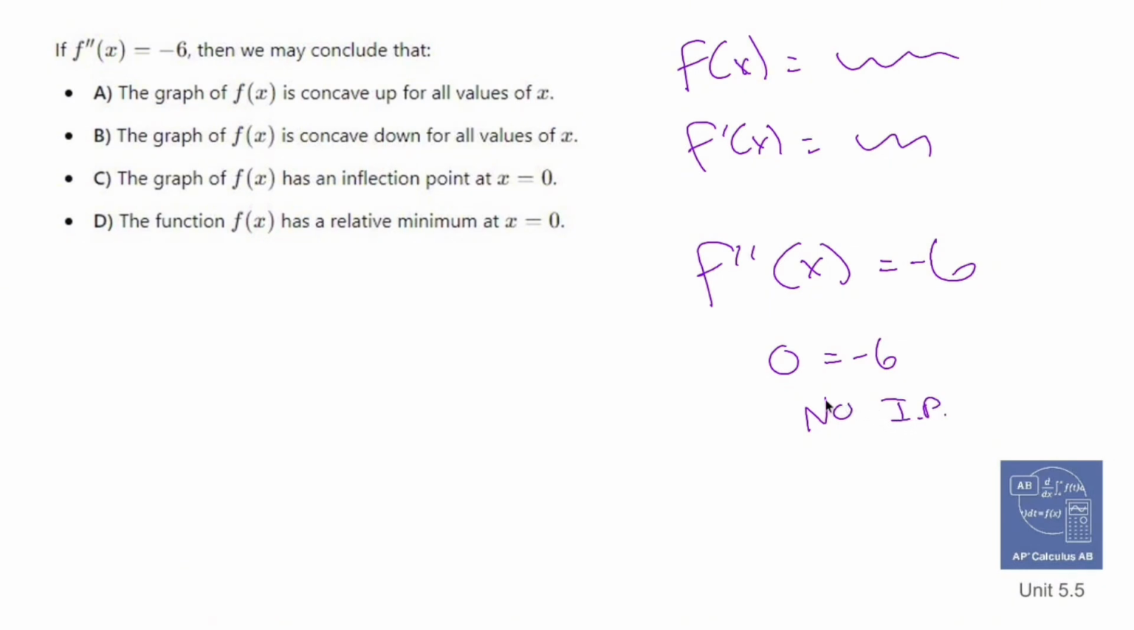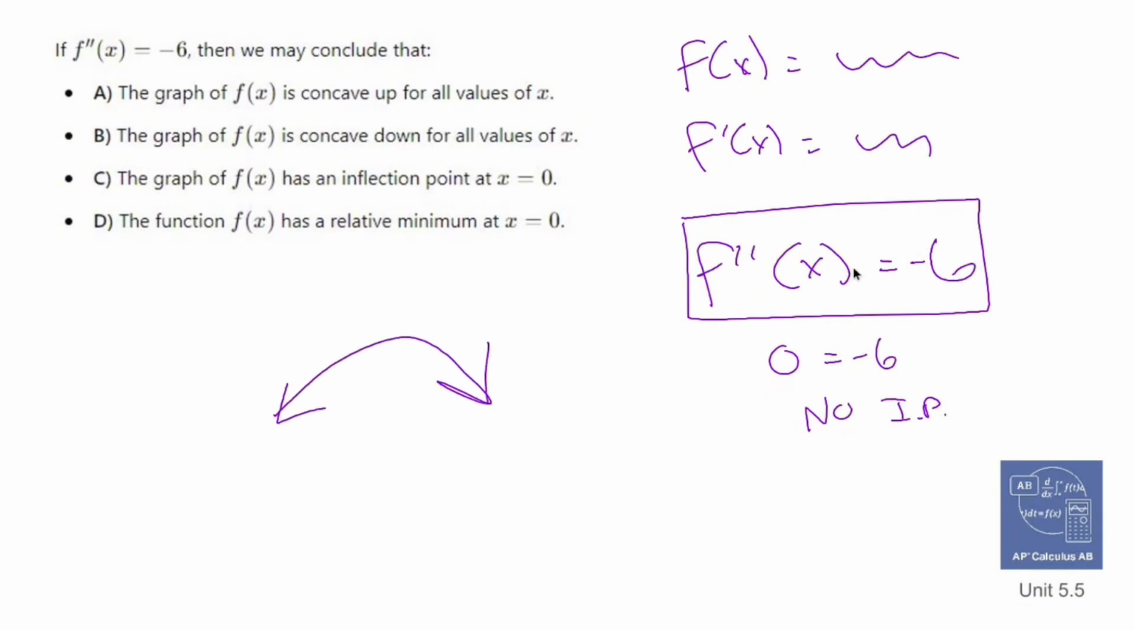So basically what we have here is we are told that the second derivative is just a regular old negative number. Okay? In intervals where the second derivative is negative, it tells us that it's concave down. So this entire second derivative, from negative infinity to positive infinity, is a negative number, which means it's concave down for all values of x. So kind of a strange problem, but that's what it means.